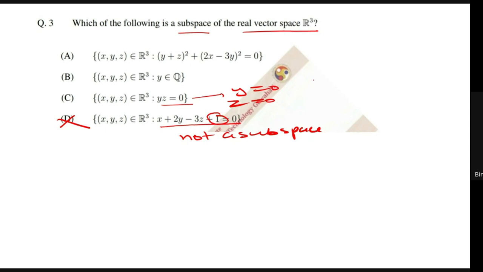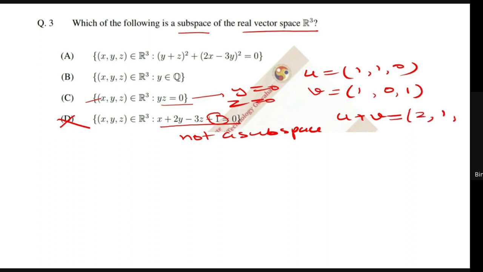Clear? Now I have taken two elements, u and v, in which this yz equals 0 condition will be fulfilled. That is u equals 1, 1, 0. Okay. Now I have taken the other element, that is v equals 1, 0, 1. Now you can check when we multiply the y and z components, it will become 0. It means u and v belong to this set.